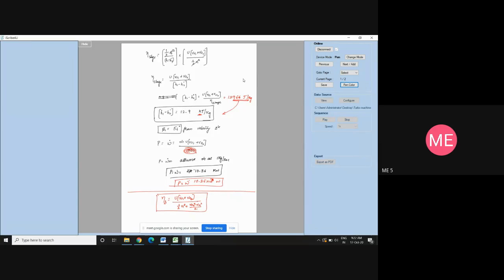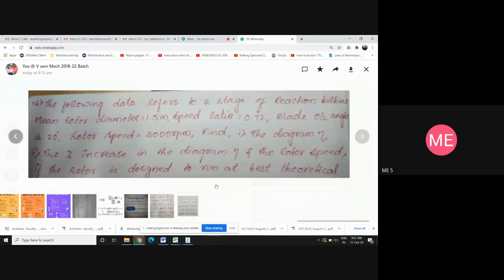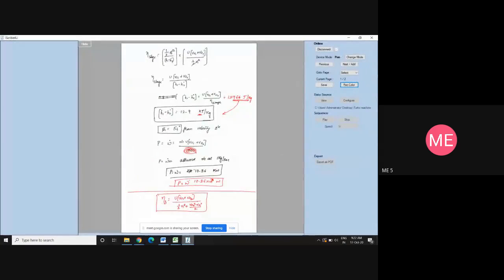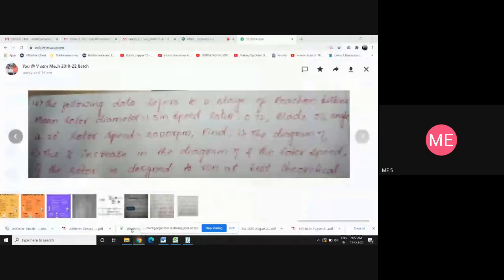Next, what is he asking to find out? Percentage increase in the diagram efficiency. That means, as in yesterday's problem we did in the last class, B max. What is the B max formula for a Parsons reaction turbine? It is 2 cos square alpha 1 by 1 plus cos square alpha 1. If you do this, say for example, here we'll get 82%. Example I'm telling, here if you get 91%, you have to find out the percentage increase in efficiency. We did that in the last class. You can refer to the last class video also. So this you can do.